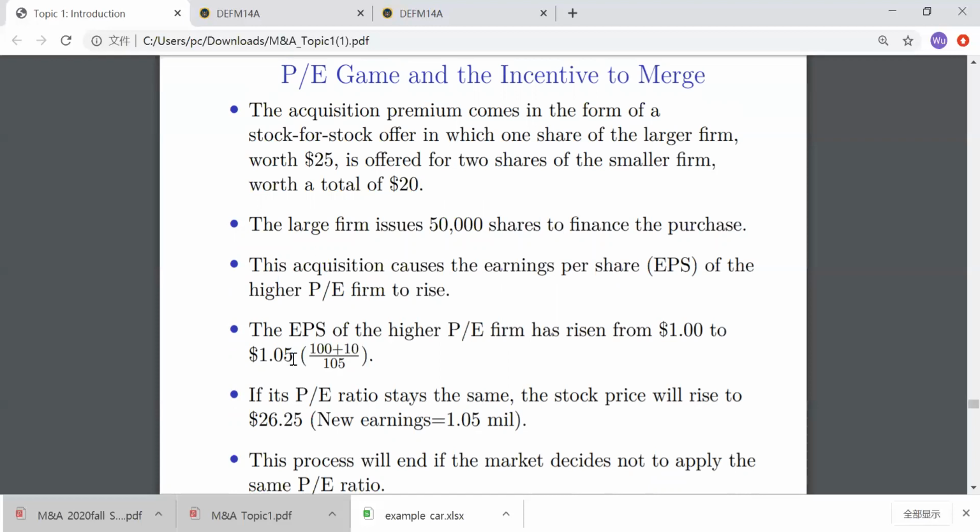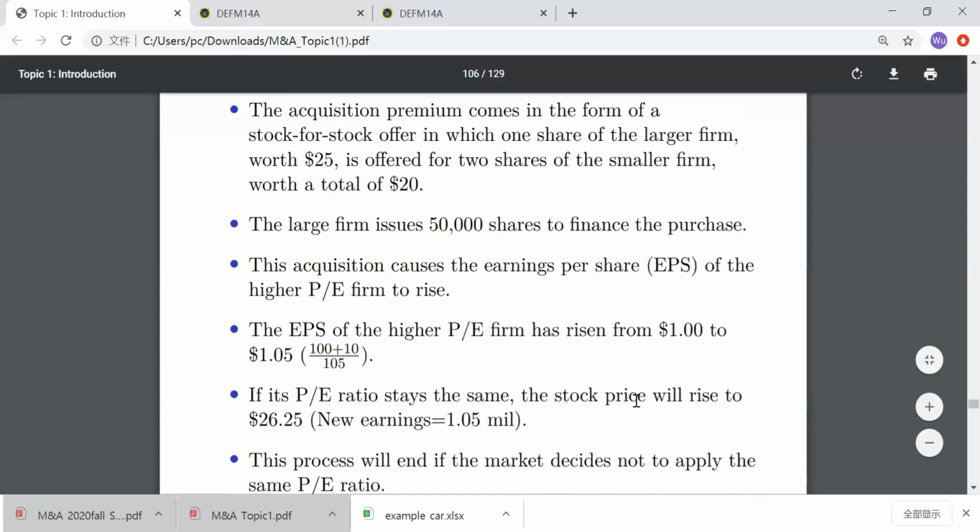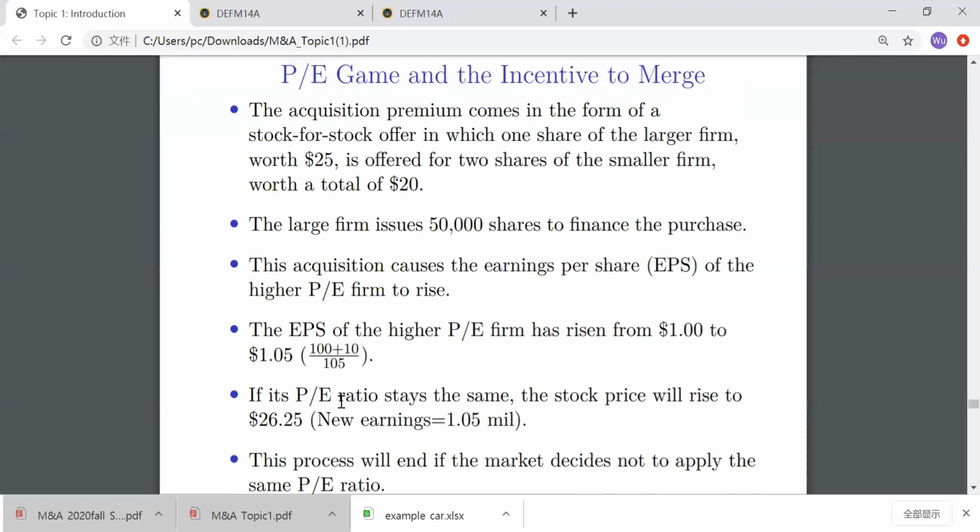Now the key assumption here is that if investors believe that the PE ratio is still the same after the merger, the stock price is going to increase. If the PE ratio stays the same at 25, then the new price will be 25 times this new EPS, which will be 26.25. So this is why the price goes up after acquisition.